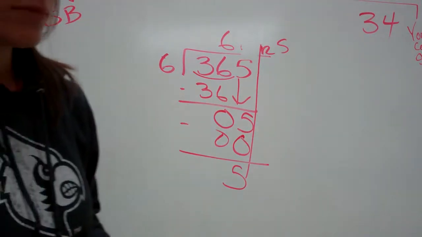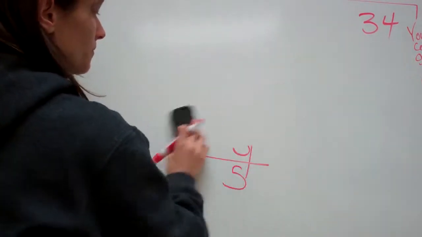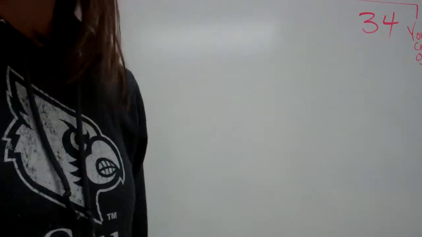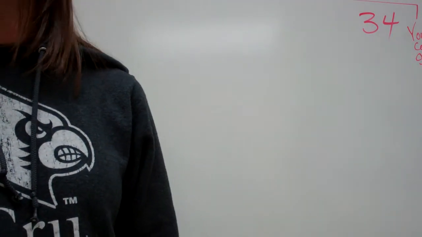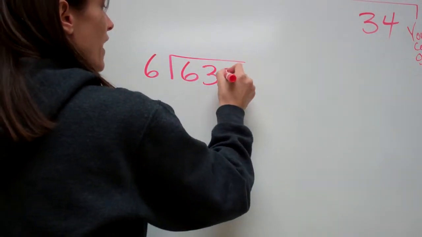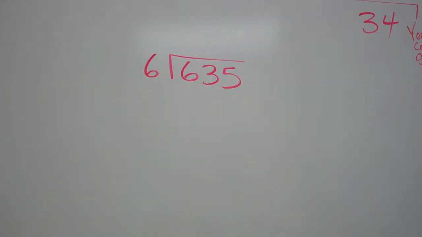You're doing your lesson practice. Wait, all right, done? Y'all do one on your paper. Okay. Ready? 635 divided by 6. Try that one on your own.